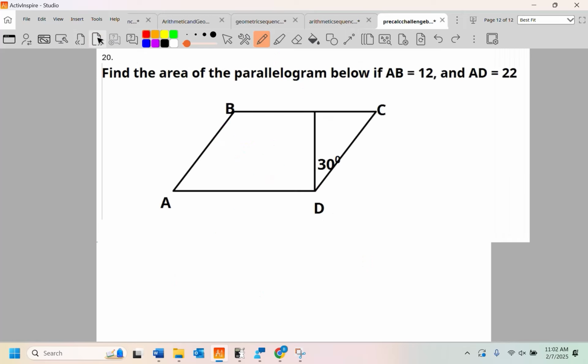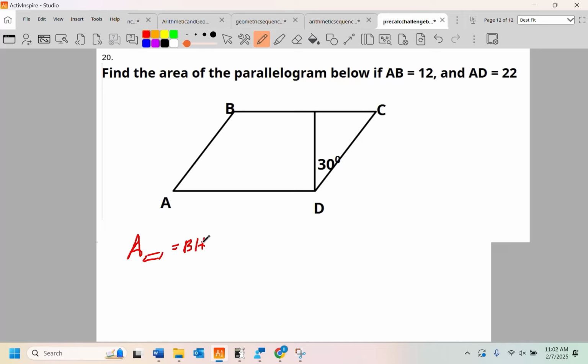Find the area of the parallelogram below, if A to B is 12 and A to D is 22. Now your area formula for a parallelogram is really simple. It's base times height. I learned that in, what, 3rd grade, as soon as they were teaching us how to multiply. So surely y'all learned that in 3rd grade too.